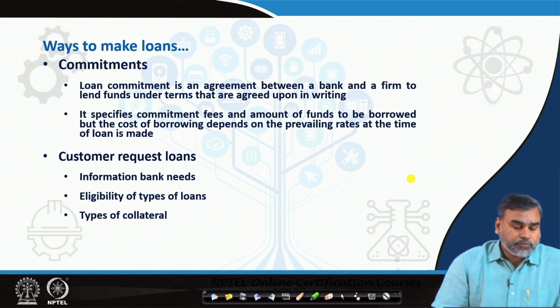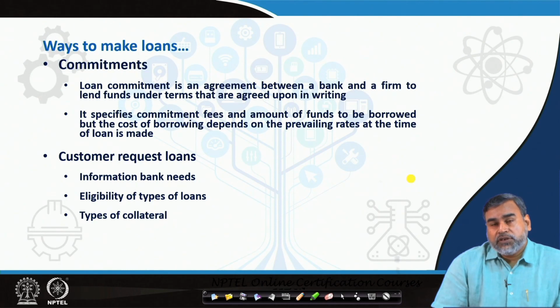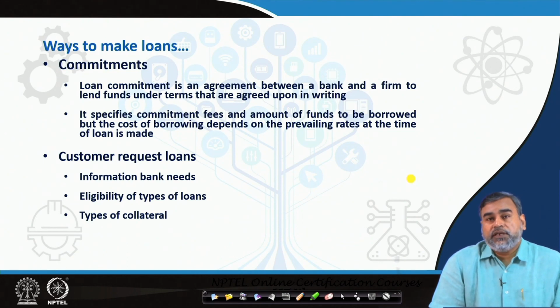Number two, the eligibility for the type of loan. You need one type of loan, but for that type of loan you do not have the eligibility. Maybe you have the eligibility for other types of loan.